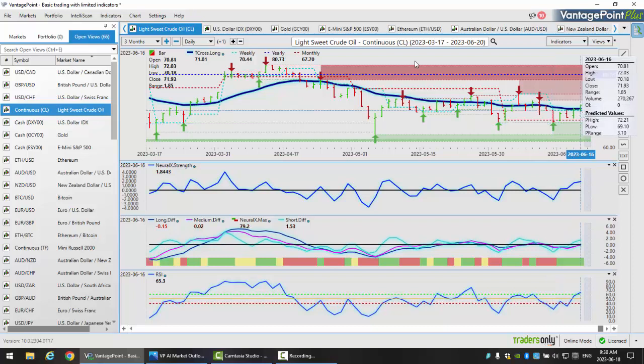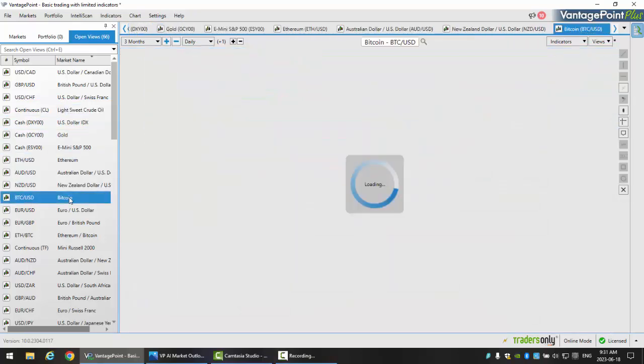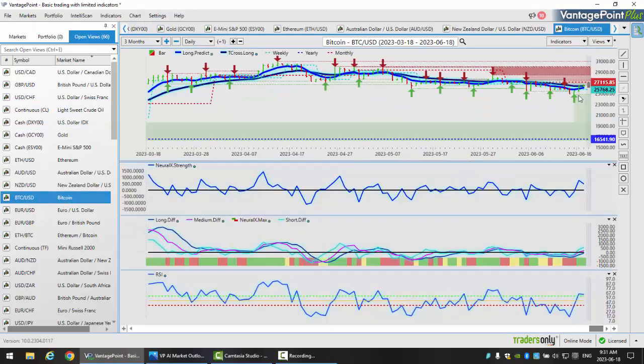And for next week, our main support is our T-cross long at 71.01. We're closing the week at 71.93. We would look to hold above that level, but more specifically, we want to hold above that very important monthly opening price at 67.70. Now, when we look at Bitcoin, Bitcoin's starting to make a bit of a move here.